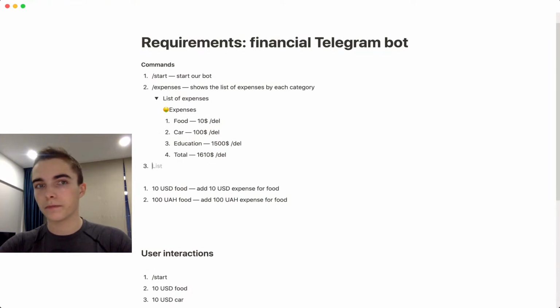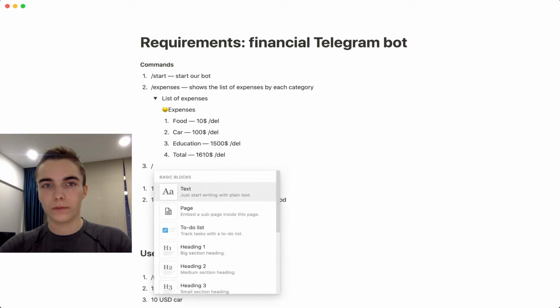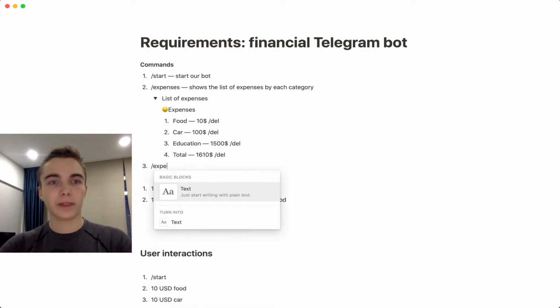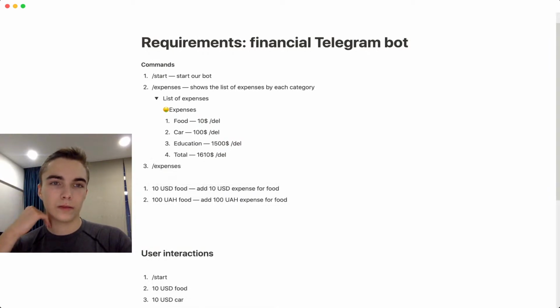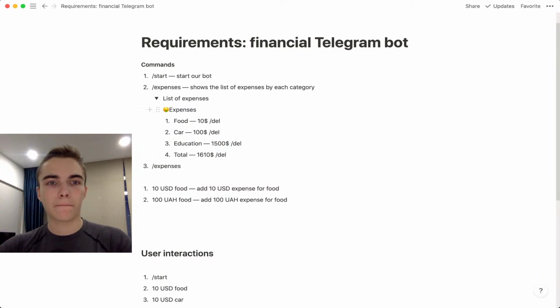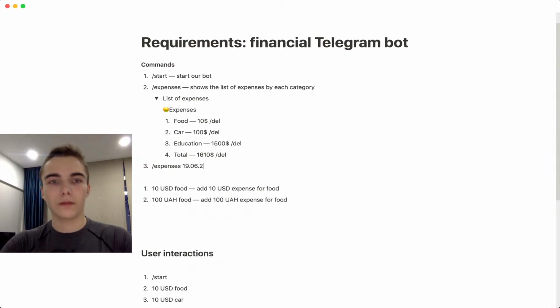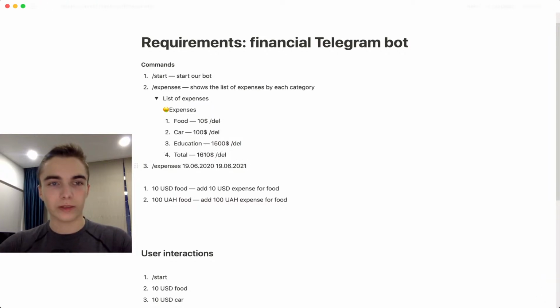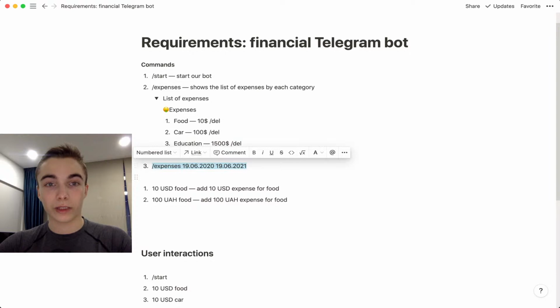And let's have, if you type expenses, you will have a second argument, the first argument and now the date. If we have this thing, it means that the person wants to see his or her expenses for the whole year.